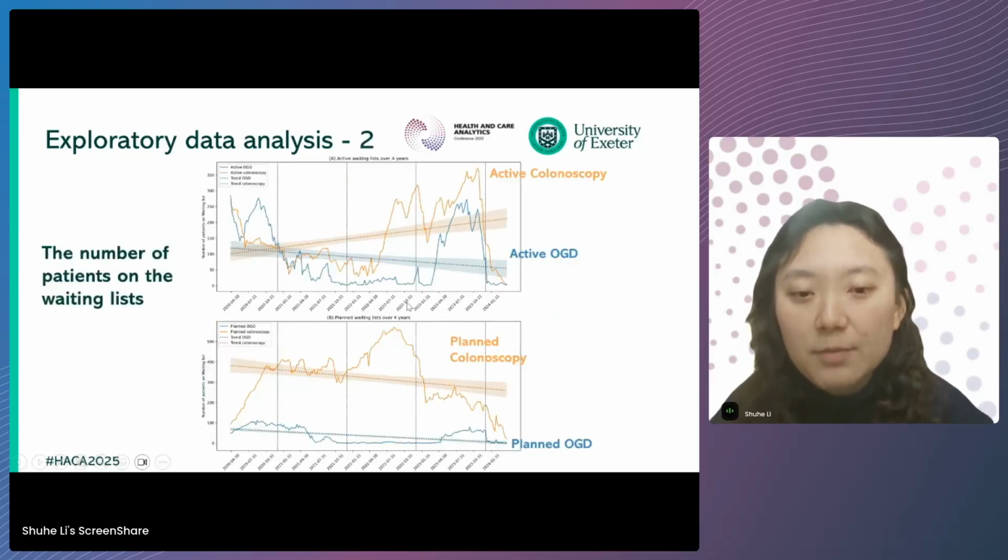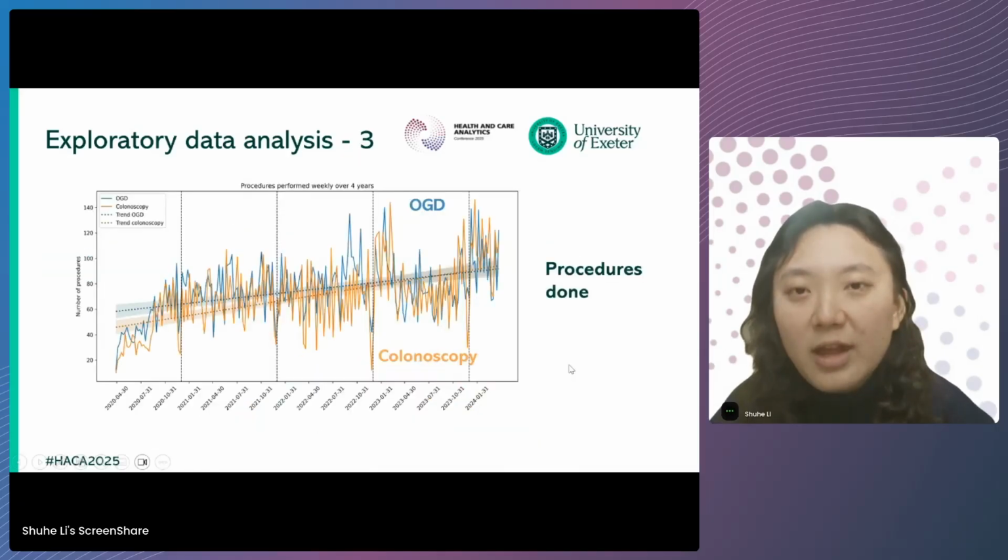predominant sources. For the wait list, we can see that the number of patients on the planned colonoscopy list was the highest, especially in 2022, and the active colonoscopy and active OGD lists both observed a spike after the pandemic, and the planned OGD list was the smallest in size. For the activities, both OGD and colonoscopy show a similarly steady increase in the weekly procedures done.